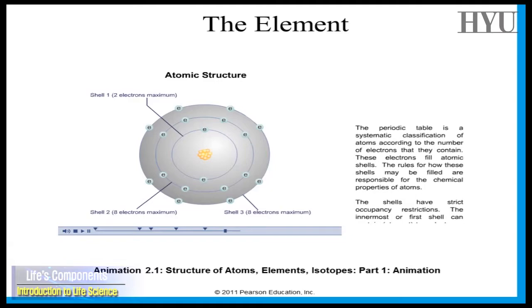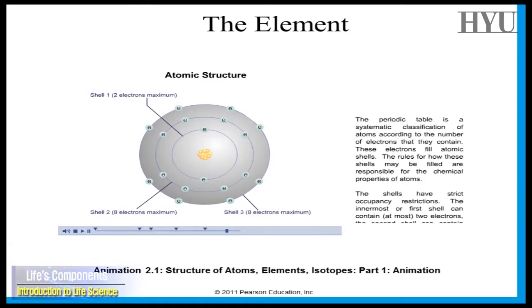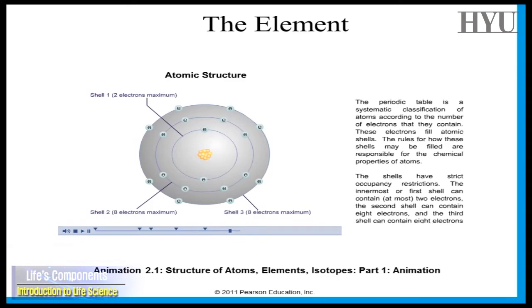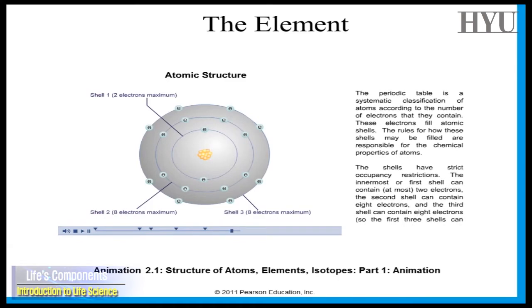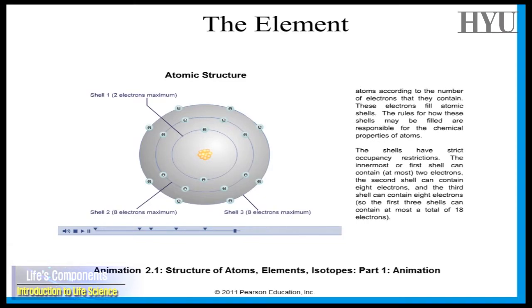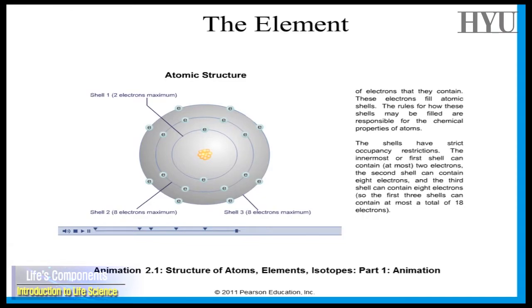The innermost, or first shell, can contain at most 2 electrons. The second shell can contain 8 electrons, and the third shell can contain 8 electrons. So the first 3 shells can contain at most a total of 18 electrons.